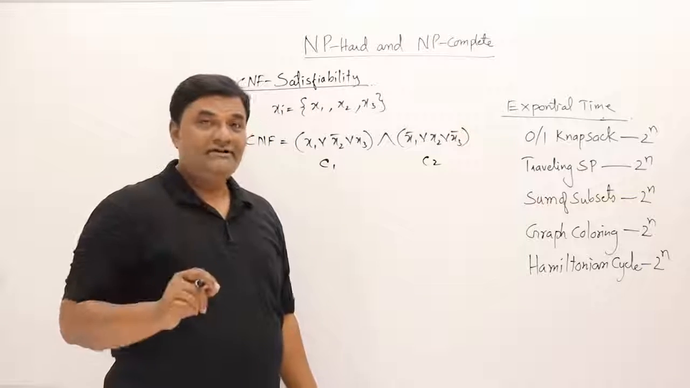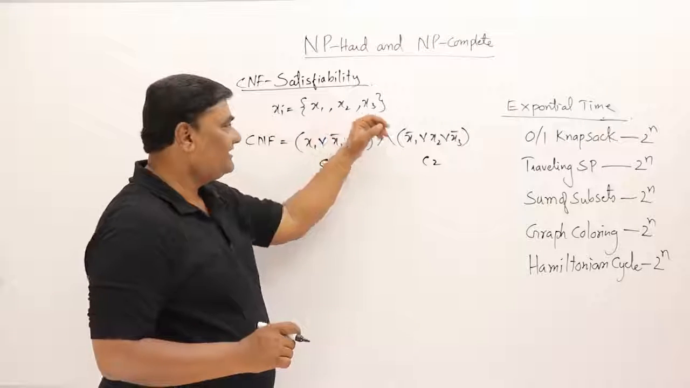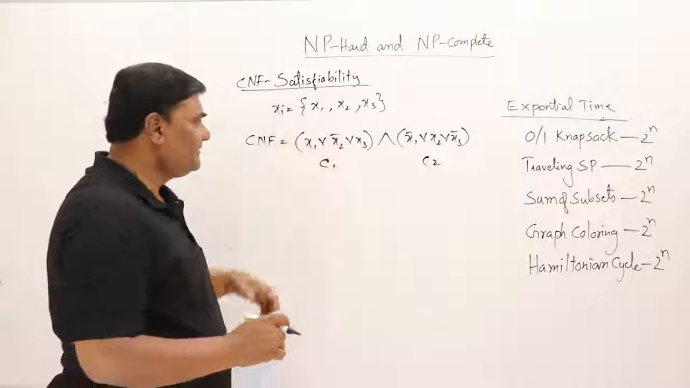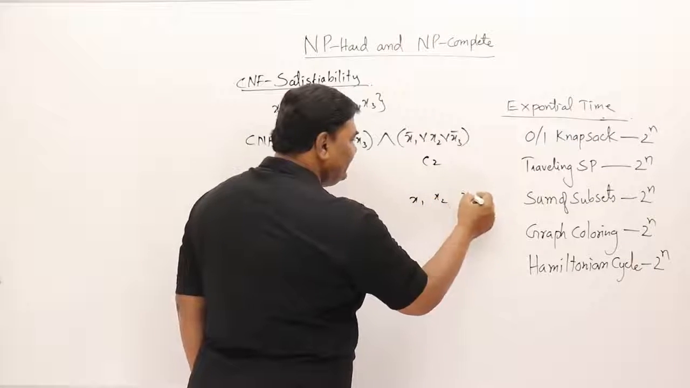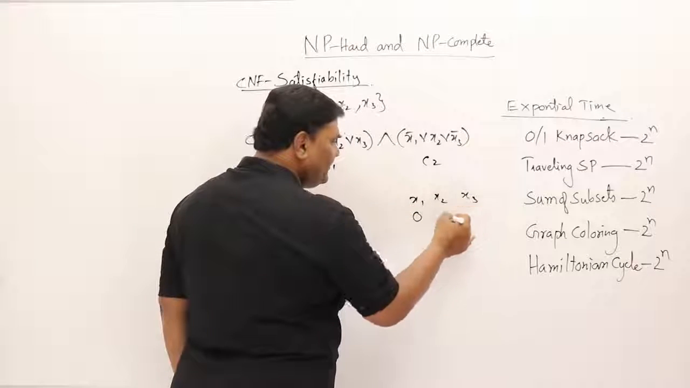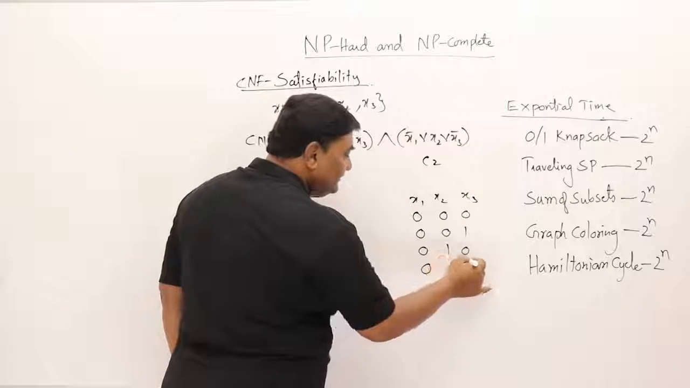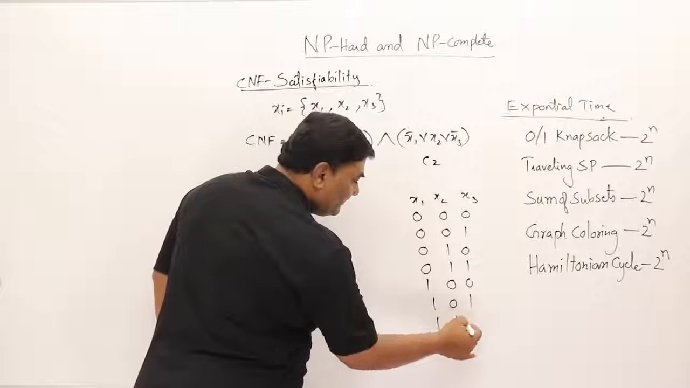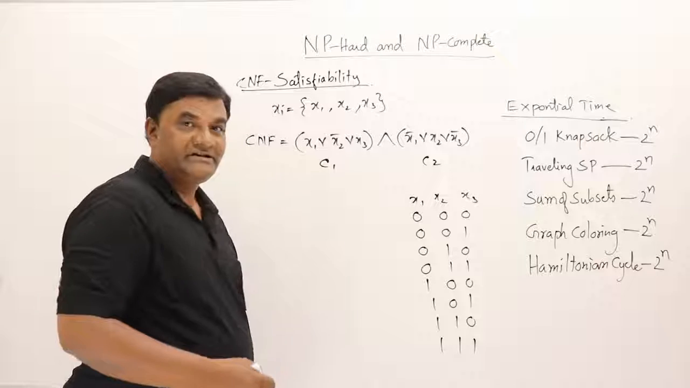The satisfiability problem is to find out for what values of xi this formula is true. So what are the possible values of xi? x1, x2, x3 are boolean, so they can be 0 or 1. They can all be 0, or 0 0 1, or 0 1 0, 0 1 1, 1 0 0, 1 0 1, 1 1 0, 1 1 1. So there are 8 possibilities.